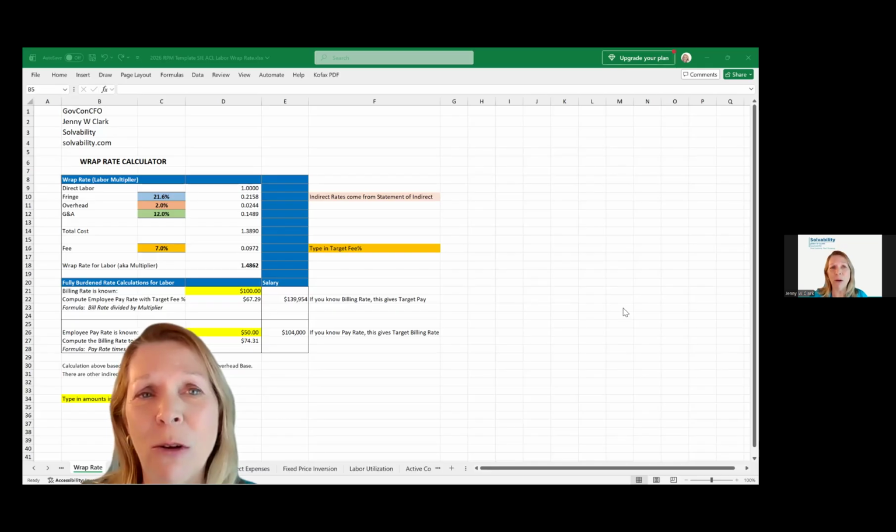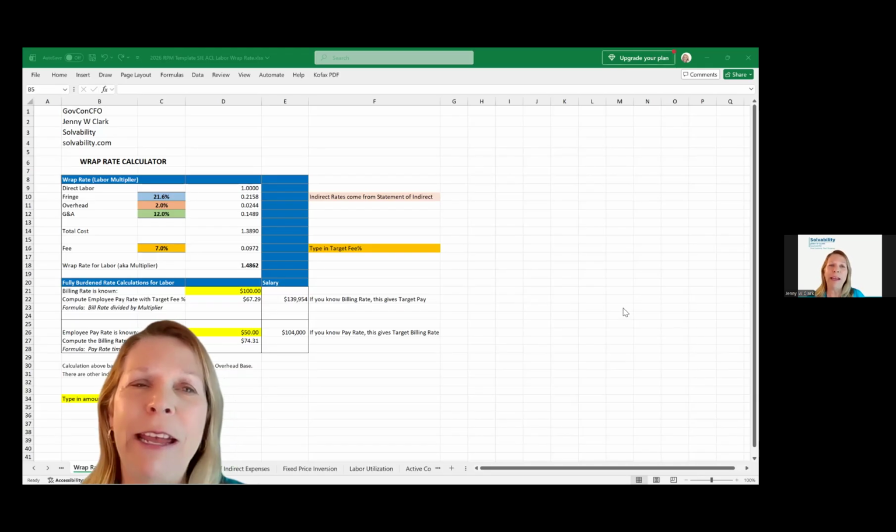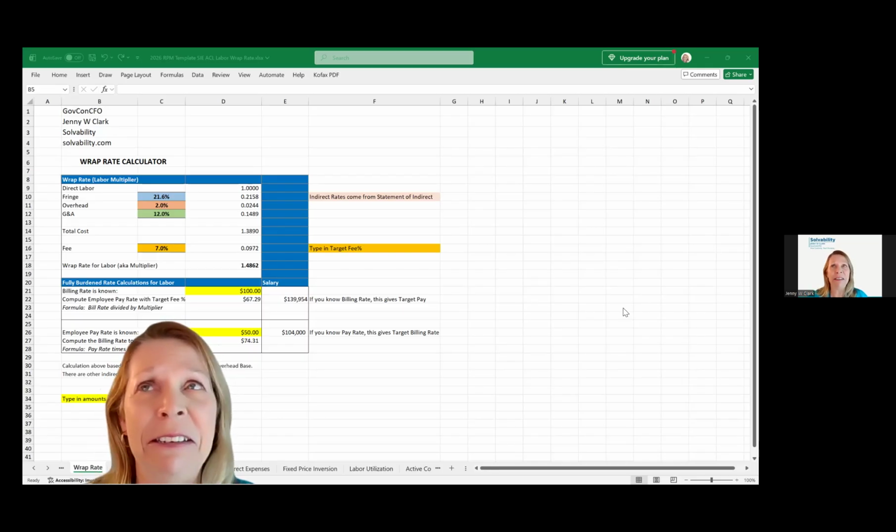Here's what the wrap rate calculator does. Okay, I know that I've got 100 hours of a senior engineer. I know what I pay that person, or I would pay them if they were hired for this contract in that location for this particular agency.